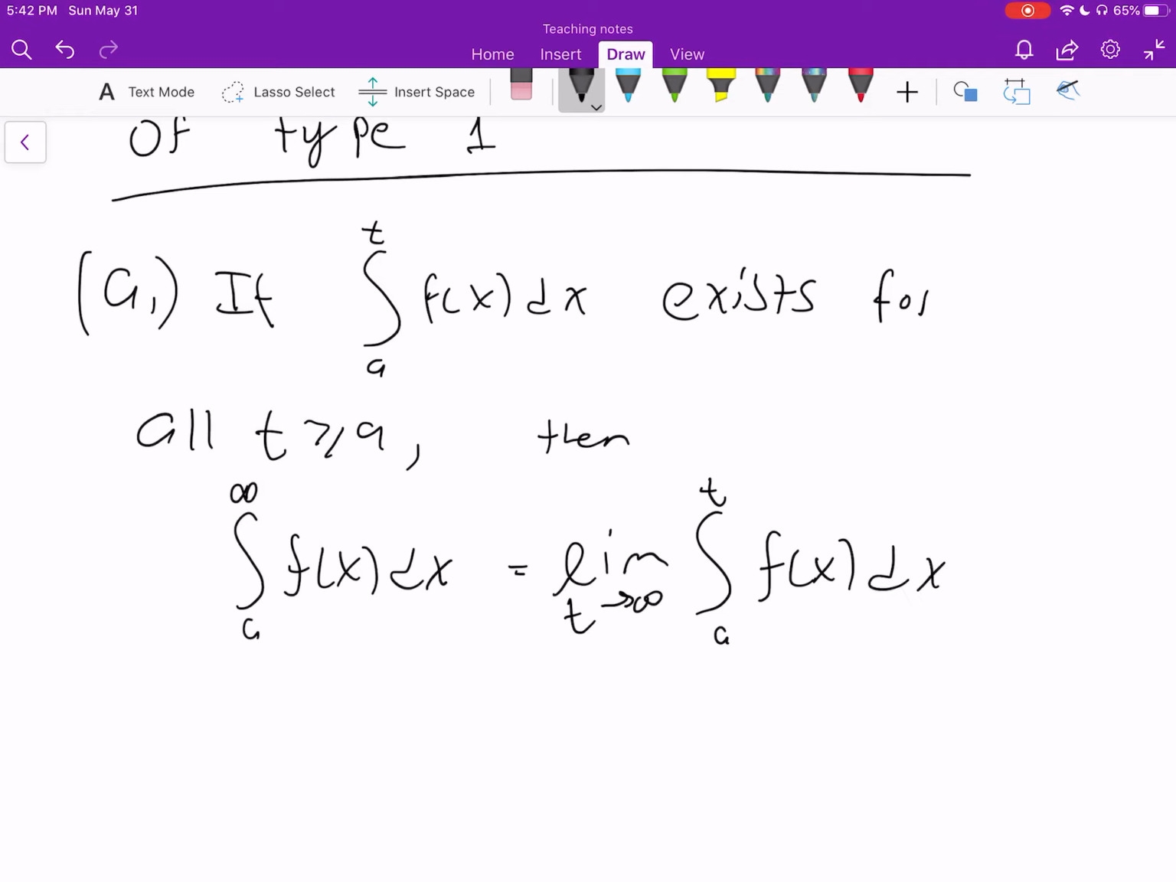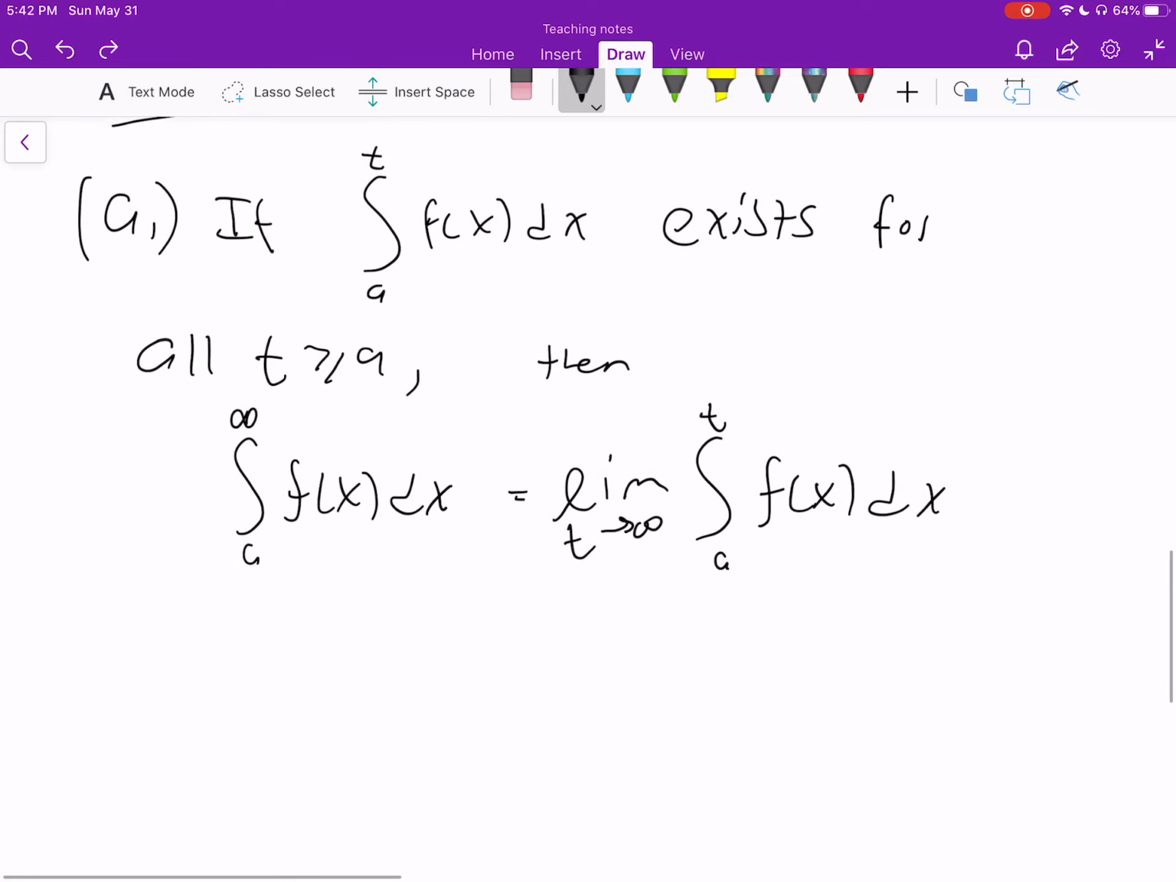And so what this is saying is, if I have this integral right here, the integral from a to t of f of x dx, and no matter what t I plug in, I get something finite. So I could plug in t equals 1, t equals 10, t equals 100, t equals 1,000, keep going. And as long as I keep getting numbers that aren't going off to infinity, so as long as this integral exists, then I can evaluate the integral from a to infinity by first finding the integral from a to t, and then evaluating the limit.